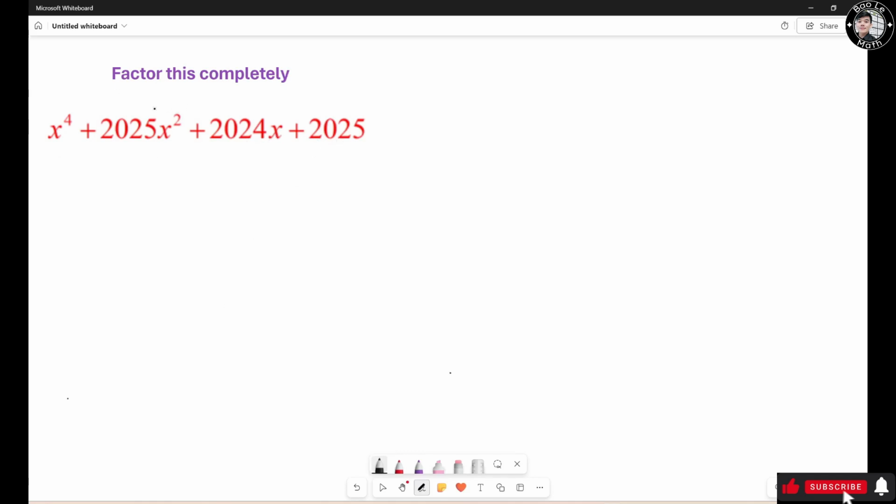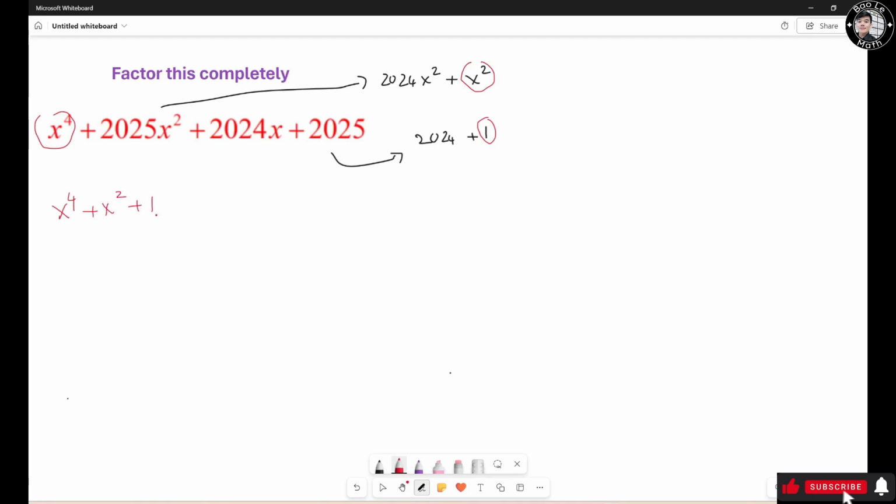Alright, so 2025 s squared can be written as 2024 s squared plus s squared, right? And then 2025 can be written as 2024 plus 1, right? Now I'm going to combine this guy and this guy together, right? So it turns out to be s to the 4 plus s squared plus 1. This is one group, right?